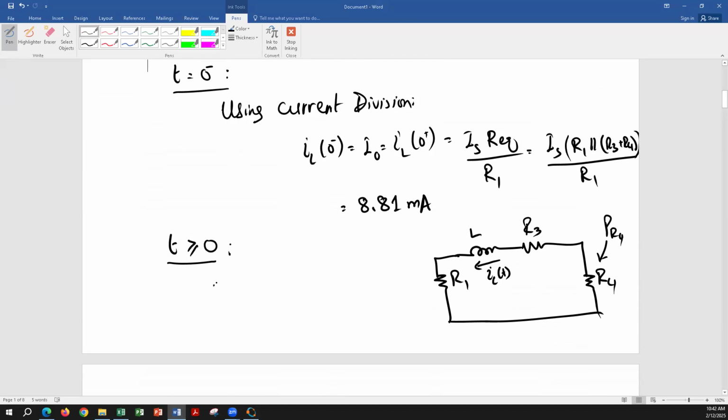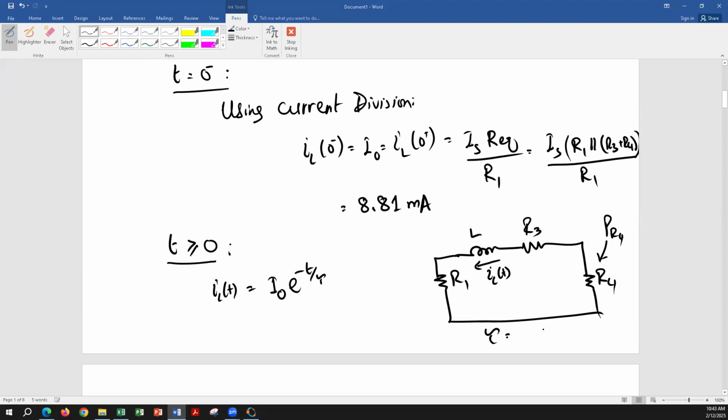Okay, so what will be the expression for iL(t) for t greater than 0? Anyone? I naught e to the negative t over tau, a standard equation for a source-free circuit where the inductor is connected. I naught we already calculated, 8.81. We need to calculate tau.